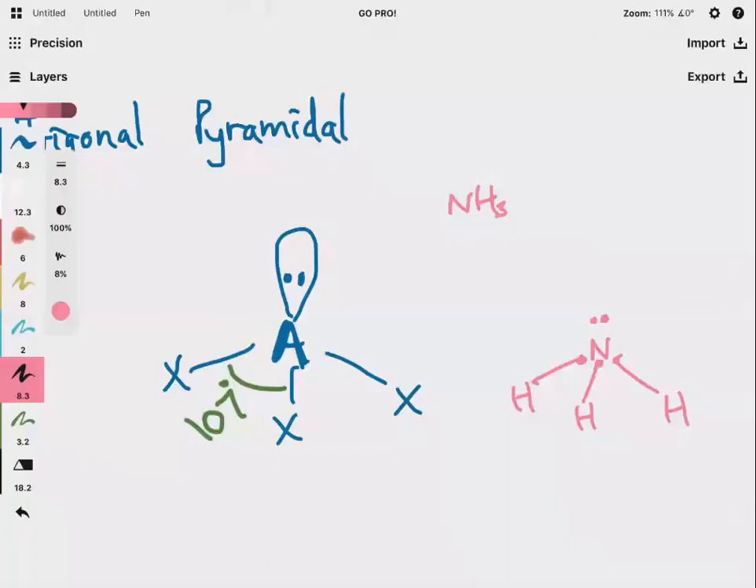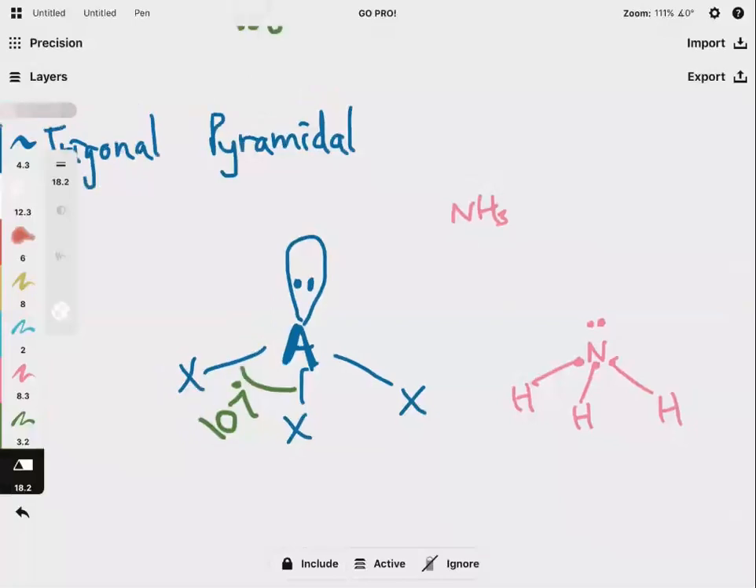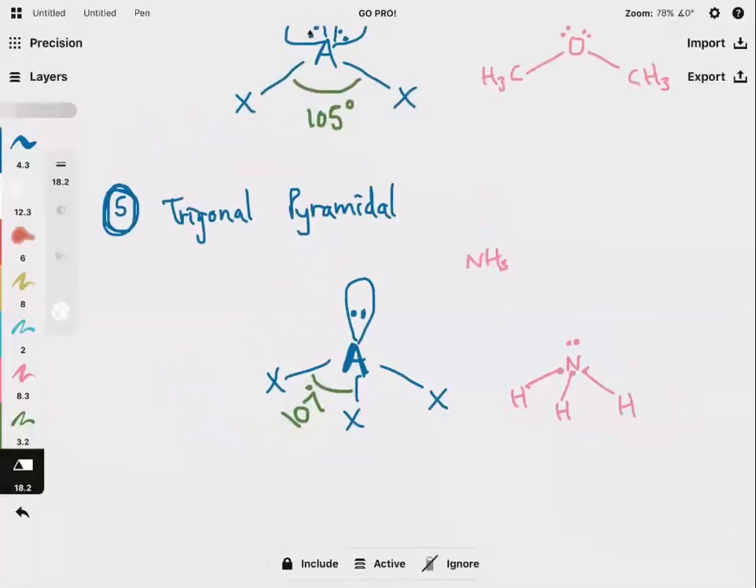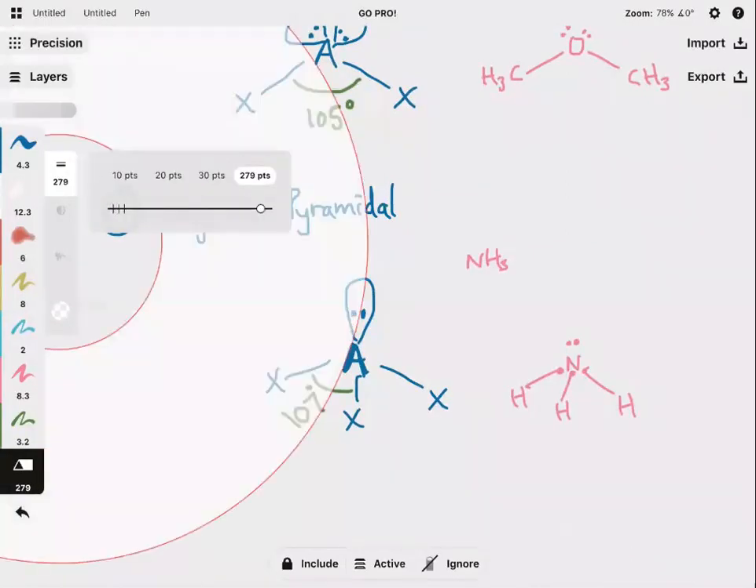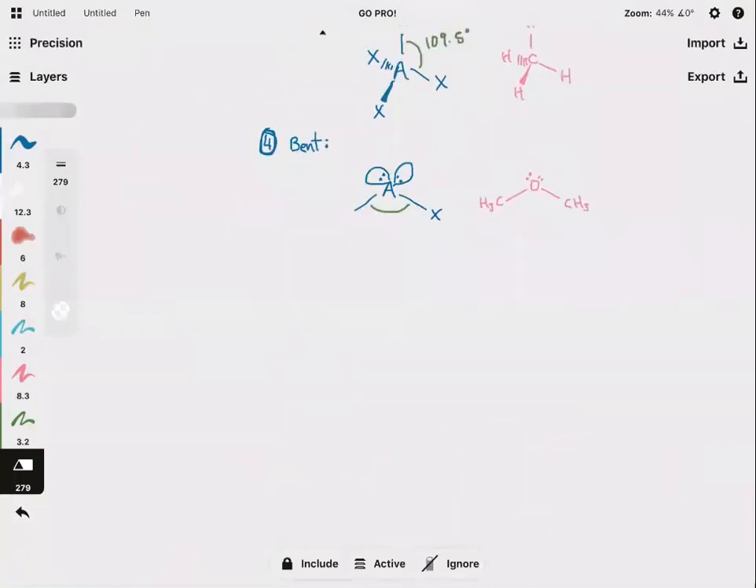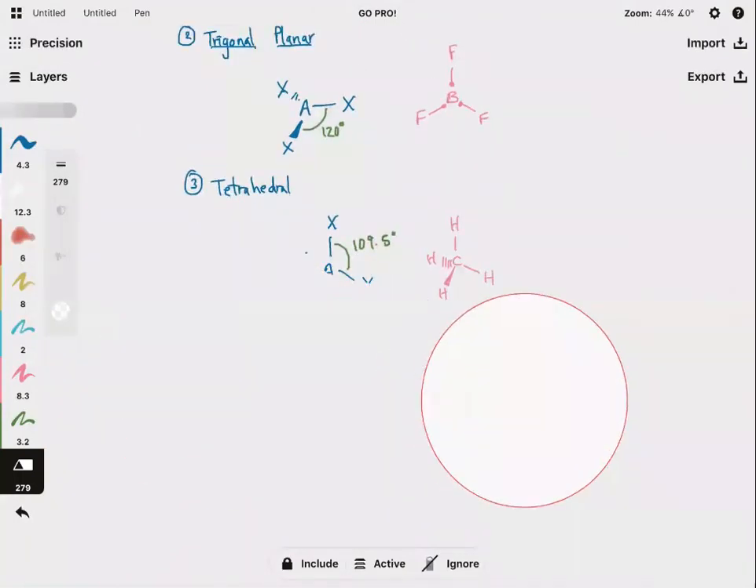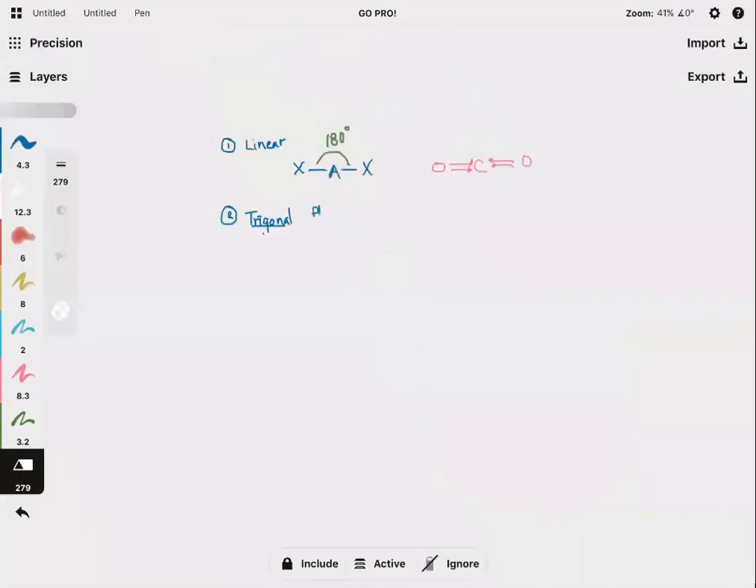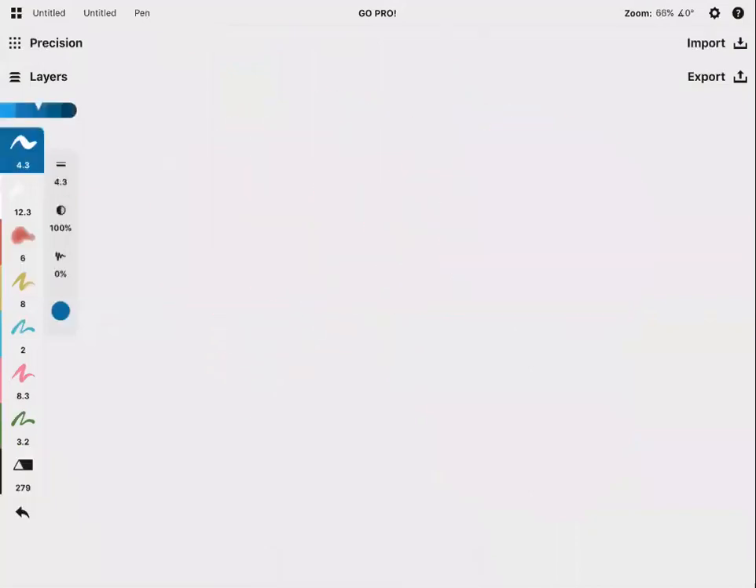So let's do a couple of quick examples where we put everything together. So I'll go ahead and erase all this. So let's look at something like this.